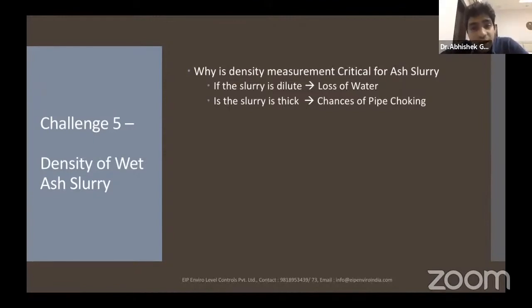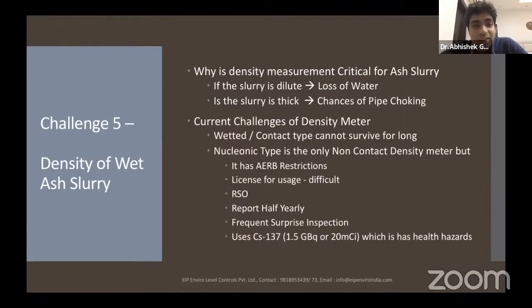And what are the current density measurement challenges being faced by the industry? The density measurements which actually work easily are the wetted and contact type. But the problem with wetted or contact type is it does not last long in ash slurry. Ash slurry is very abrasive, it damages the sensor, it chokes the sensor, it chokes an inline density meter. So whatever technology we may ask, an orifice type of flow density or a Coriolis type or a vibration type, whichever type of contact density meter you may want to use, it does not work for long and is practically of no use. The only solution coming to the industry as a non-contact type currently is nucleonic type.